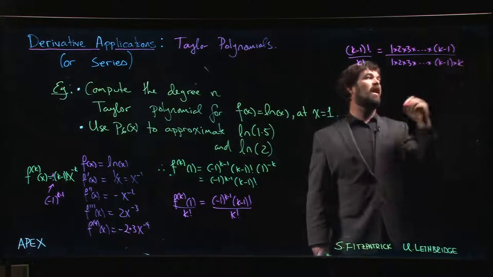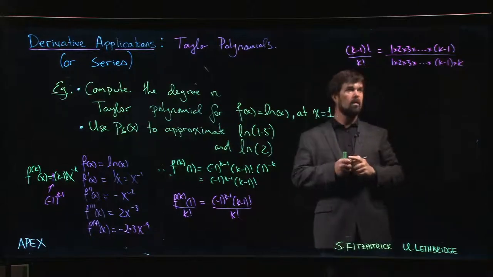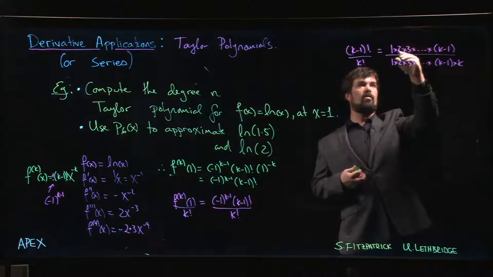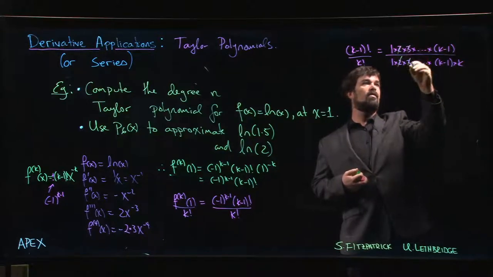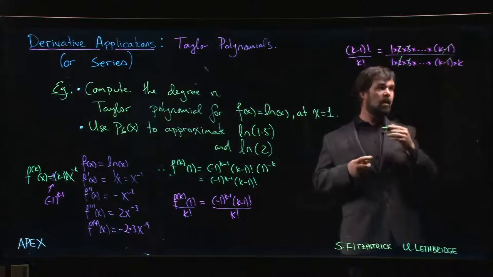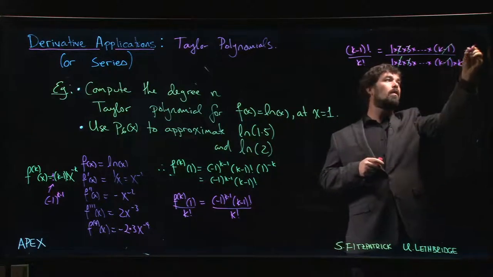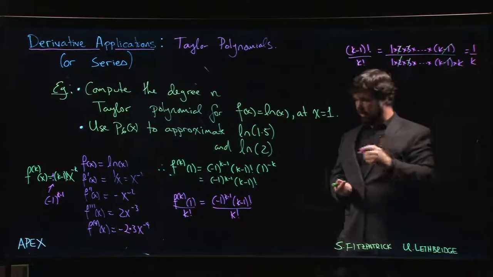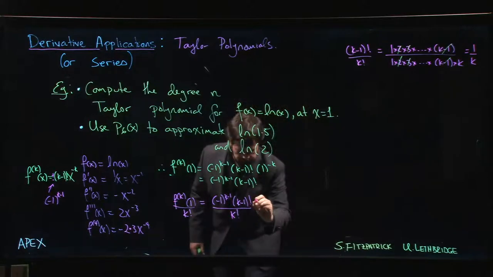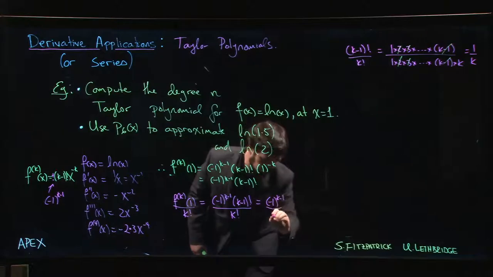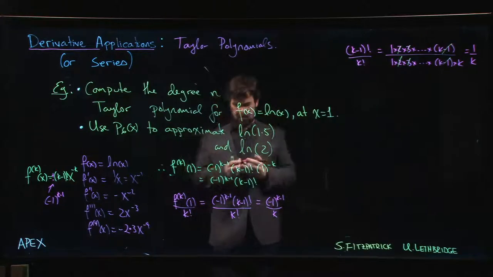then times k, right? So pretty much everything cancels, right? The 2's cancel, the 3's cancel, the 4's cancel. The k minus 1's cancel. All you're left with here is 1 over k. So what we get is minus 1 to the k minus 1 over k, right?